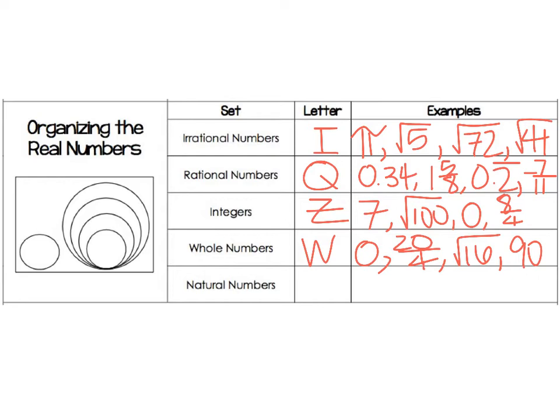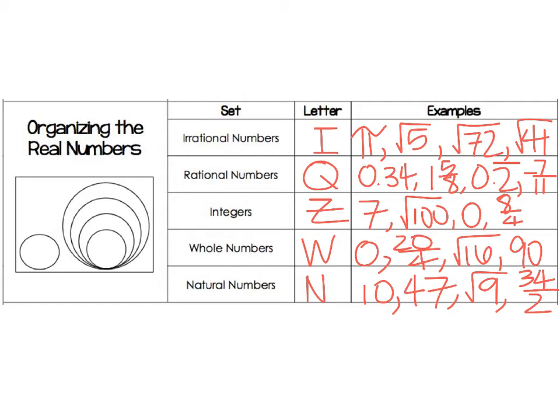Last but not least, natural numbers. Easy to remember, we use a capital N to represent natural numbers. Natural numbers are your counting numbers, what you learned in kindergarten: 1, 2, 3, 4, 5, and so on. It does not include 0. So 10 is a natural number. 47 is a natural number. The square root of 9 is a natural number because we can simplify that to 3. As well as fractions that we can simplify to whole numbers, like 34 over 2 can get simplified to 17.